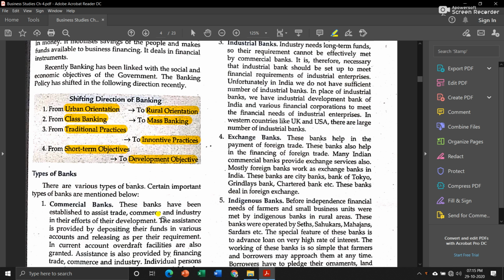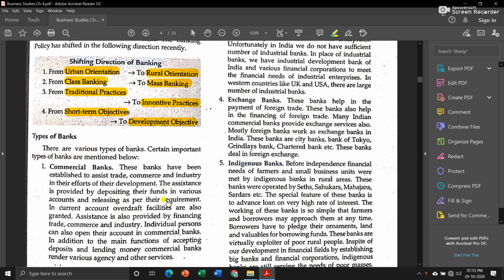Now, there are different types of banks. First is commercial banks. These banks have been established to assist trade, commerce, and industry in their efforts at development. The main objective of establishing commercial banks is to help trade, commerce, and industry. The assistance is provided by accepting their funds in various accounts, means businesses or companies can open an account in a bank and deposit their money in those banks, releasing it as per their requirement and withdrawing whenever they want.